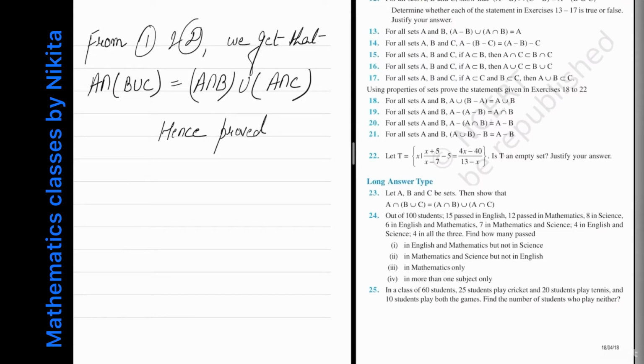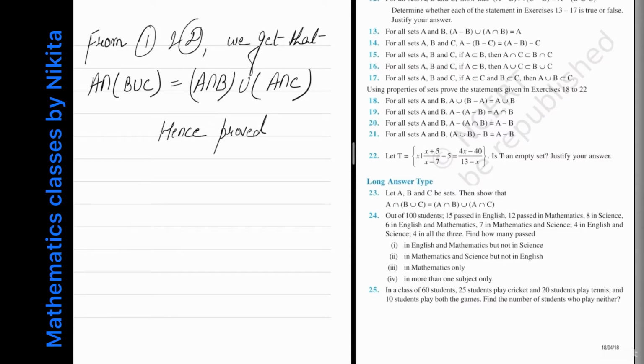Now let's see the next question. Now the word problems have started. So question number 24. Out of 100 students, 15 passed in English, 12 passed in mathematics, 8 in science, 6 in English and maths, 7 in maths and science, 4 in English and science, 4 in all three. Find how many passed, number 1, in English and maths but not in science. So like this you have to find all the given questions. Okay, so the data is given to you.